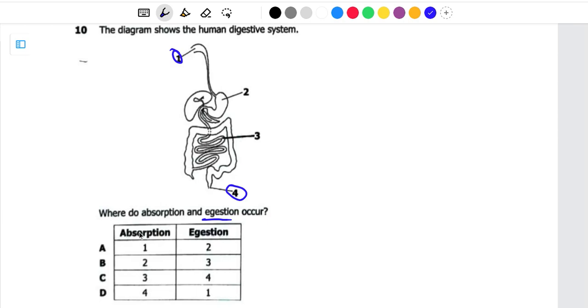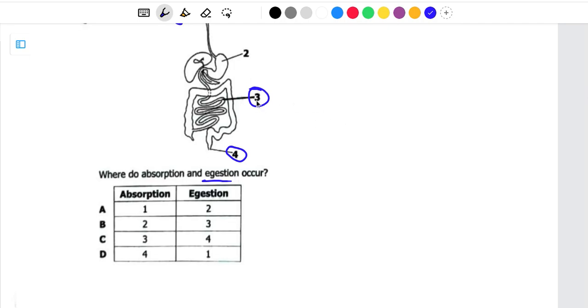Then when it comes to absorption, it takes place in the small intestine as well as in the large intestine. So we have 3 and 4. 3 is representing absorption, then 4 is representing egestion. The answer is going to be C.